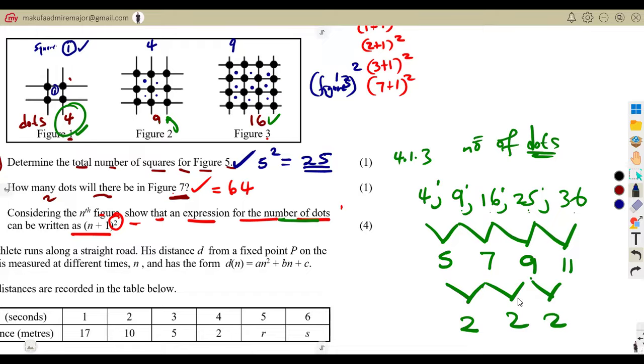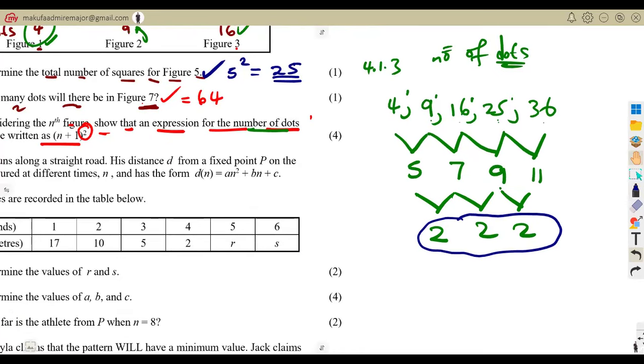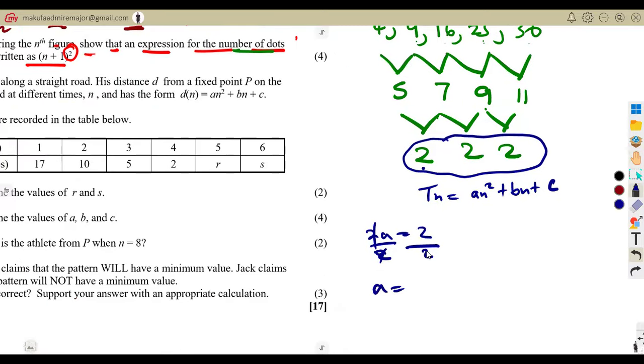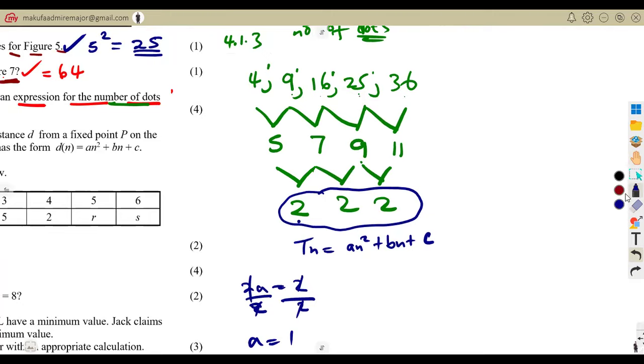As you can see, on the second difference, that's where we truly have a common difference. And under a quadratic, remember our quadratic Tn is equal to an squared plus bn plus c, where 2a is equal to the second difference, which is 2. So you can have the value of a there, divide by 2, divide by 2. So a is equal to 1.